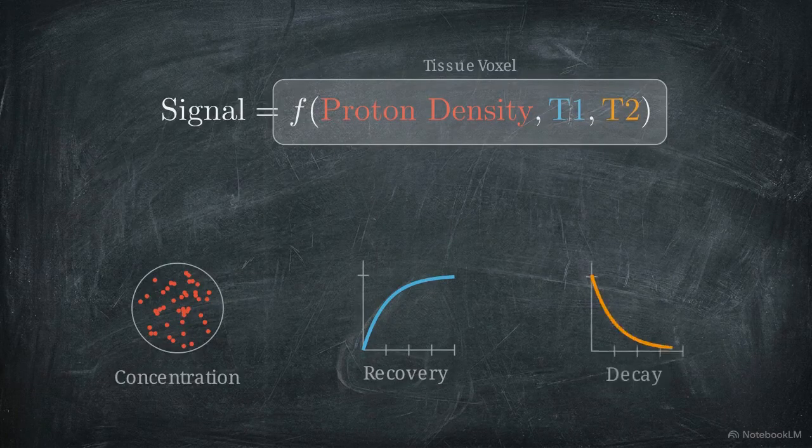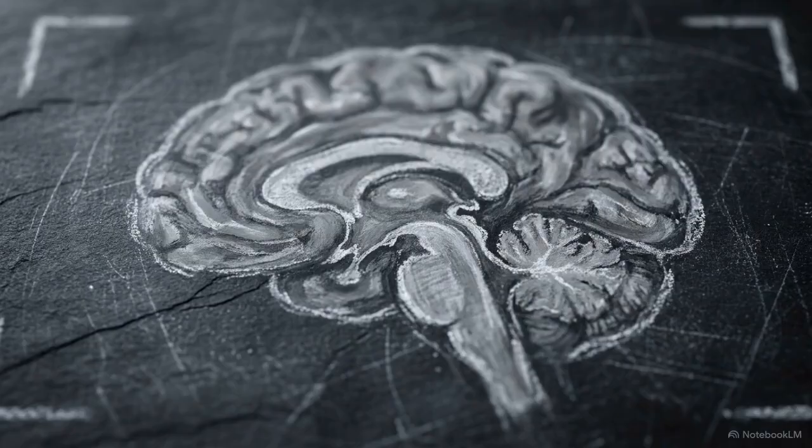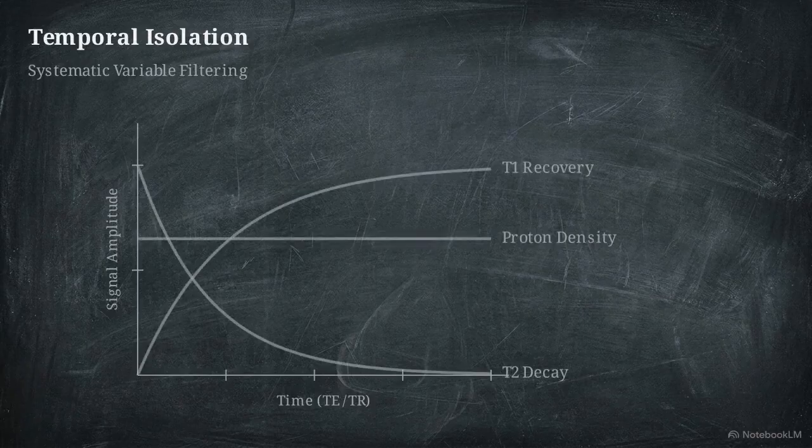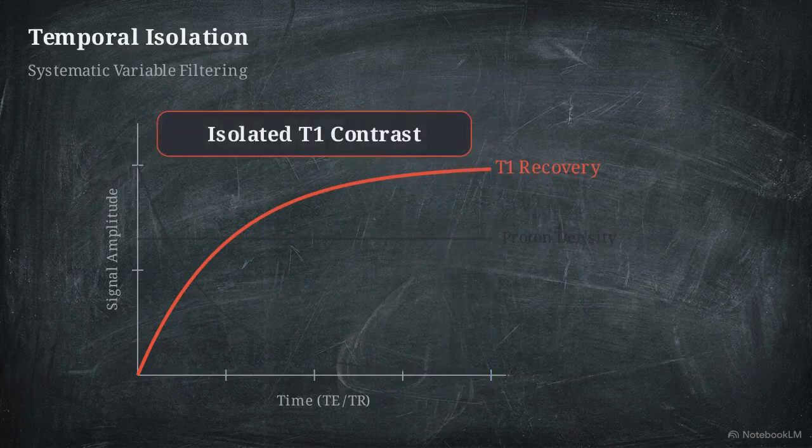its T2 decay time. Because tissues exhibit all three properties at once, turning on the machine and simply recording the immediate response results in mutual interference. The signals overlap, yielding a low-contrast wash of gray, where healthy tissue and pathology are indistinguishable. Achieving diagnostic contrast requires temporal isolation. We have to systematically filter out two of these variables to clearly see the third.